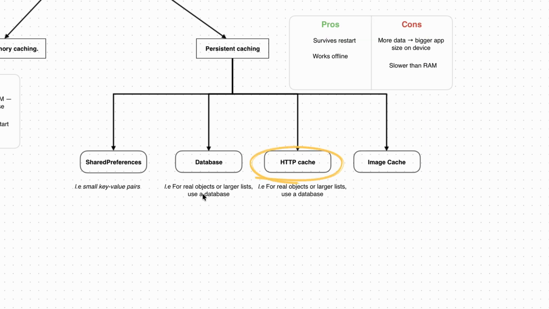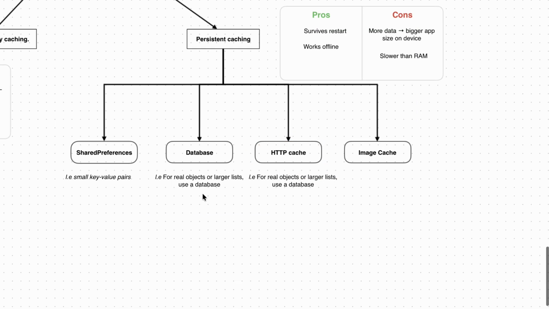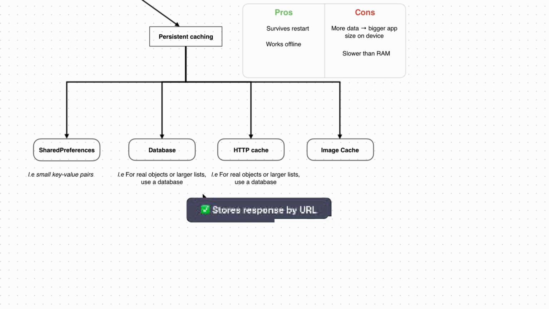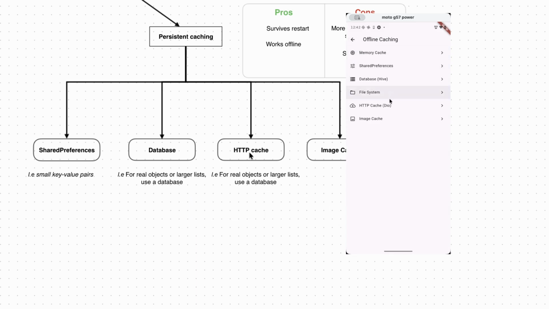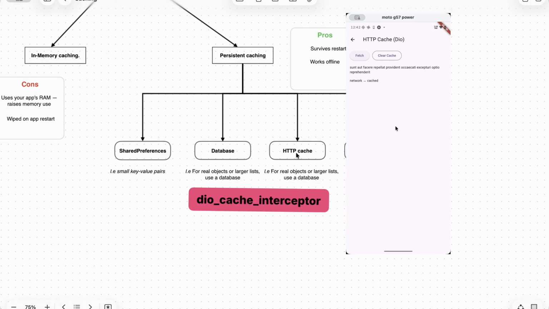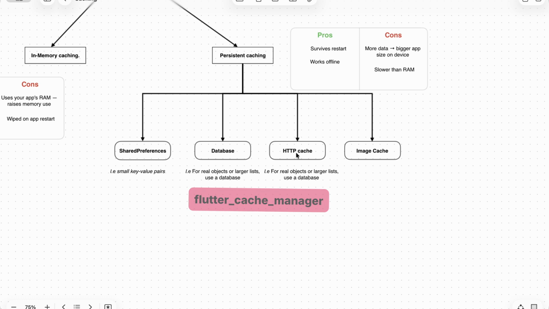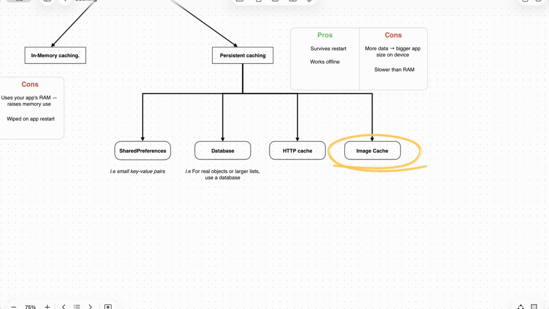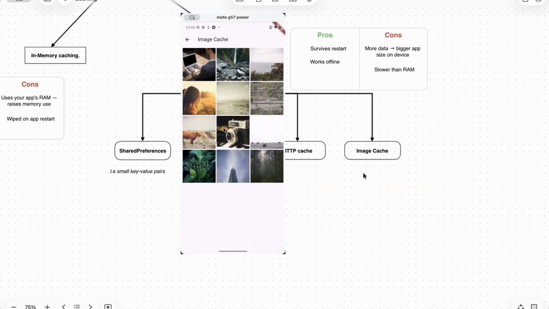Third one, HTTP cache. You might already be using this. This stores a response by its URL and serves the stored copy on the next call if there is any error. There are packages available for this. You can use Dio Cache Interceptor or Flutter Cache Manager. And lastly, image cache. It has the same idea. It writes your image to disk, so you don't have to download big images again and again.